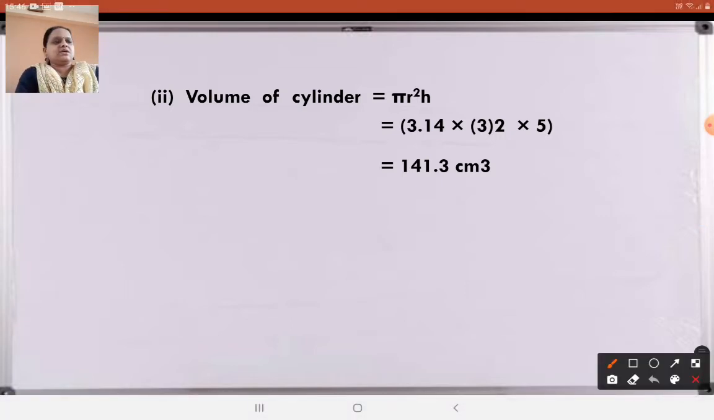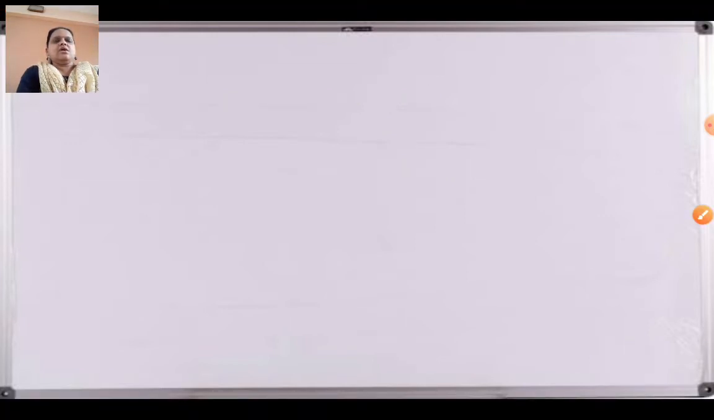Here the index has not come properly, so just take it as centimeter cube and as 2. So the final answer is 141.3 centimeter cube. Write down the final answer: therefore the volume is 141.3 centimeter cube.